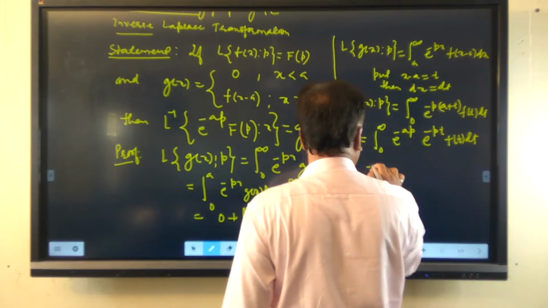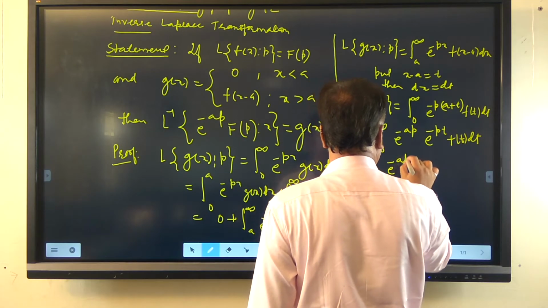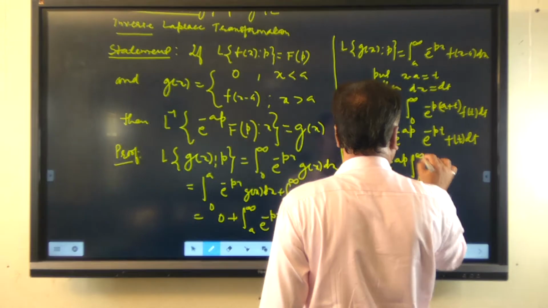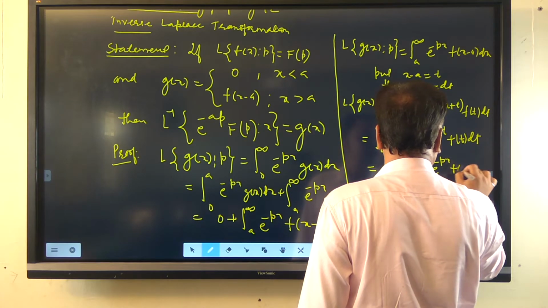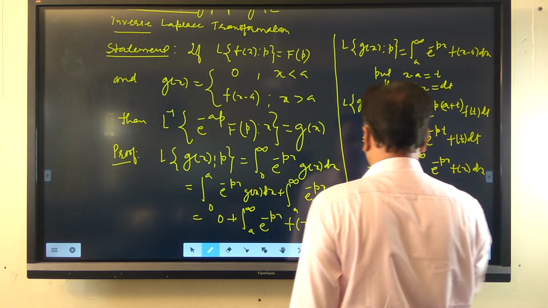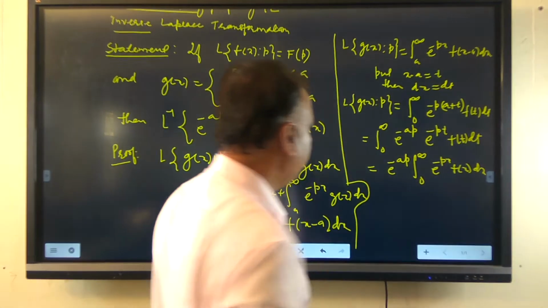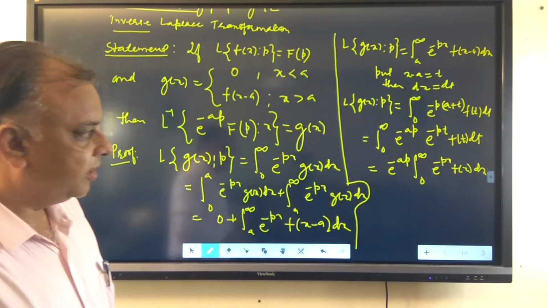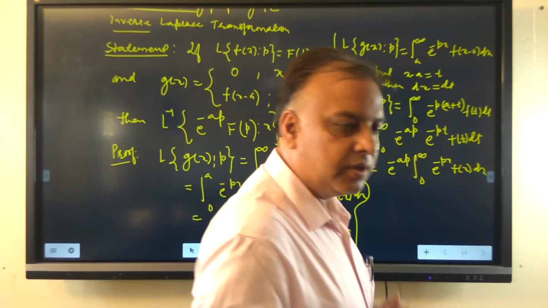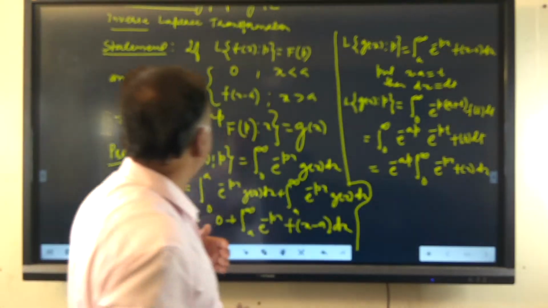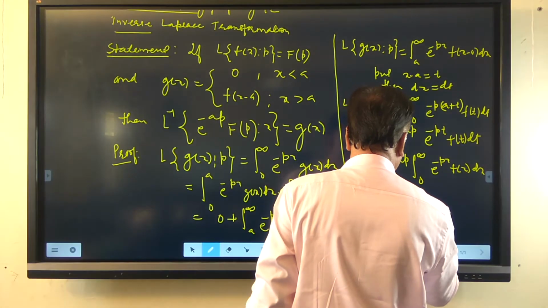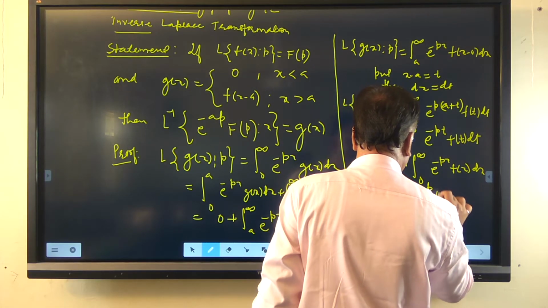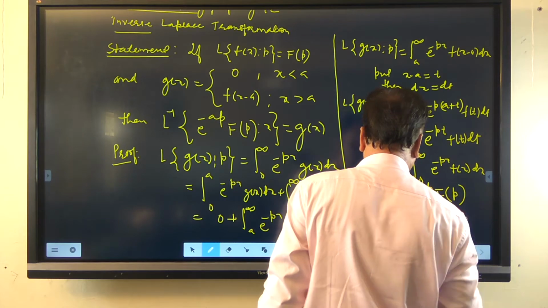Or we can write this as e raised to minus ap times the integral from 0 to infinity of e raised to minus px f(x) dx. The integral on the right hand side is nothing but the Laplace transformation of the function f(x), and the Laplace transformation of the function is given as F(p). So this is equal to e raised to minus ap into F(p).